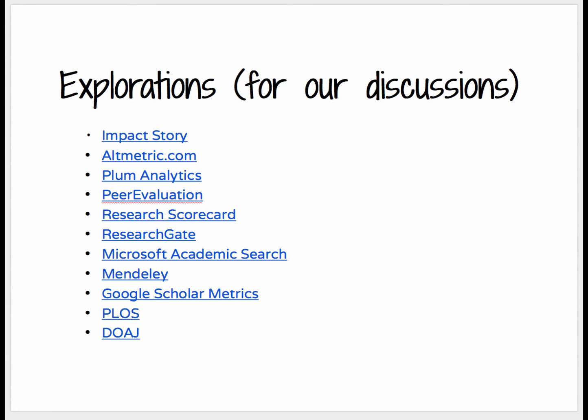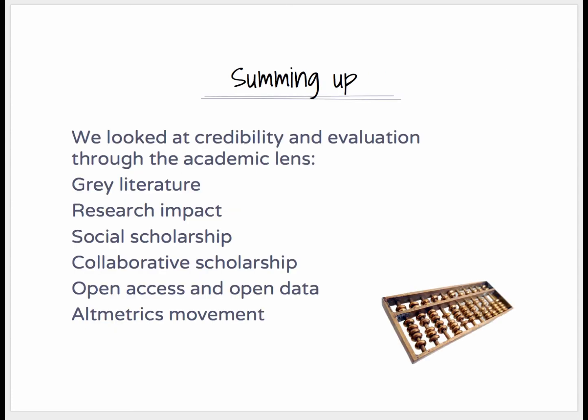In our discussions this week, I hope you'll take a look at some of these places where scholars either collaborate or where their work is measured in terms of new types of measures. In summary, we looked at credibility and evaluation through an academic lens. We looked at bibliometrics. We looked at altmetrics. We took a little look at gray literature. We looked at social scholarship. We looked at open access and open data. And, of course, the altmetrics movement.